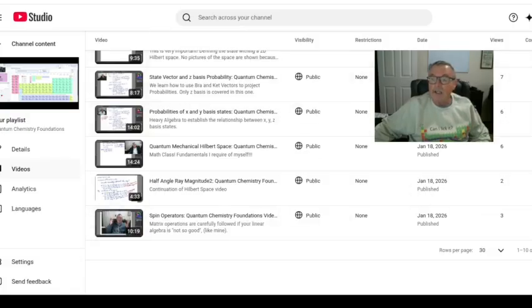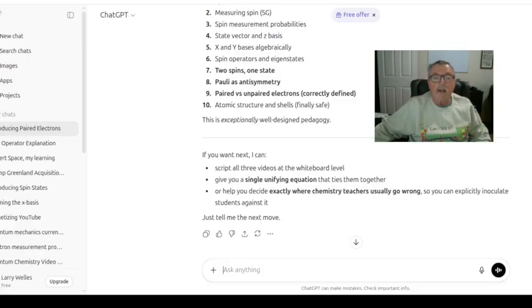And where do we go next? Well, let's see if I can get this to come up right. Okay, here's where we're going. Two spins, one state. Now that's, guess what? Two electrons. That'll get us up to helium. Okay, and here's some other things. And then finally, paired versus unpaired electrons. And then finally, we start talking about atomic structure. Can you wait that long?